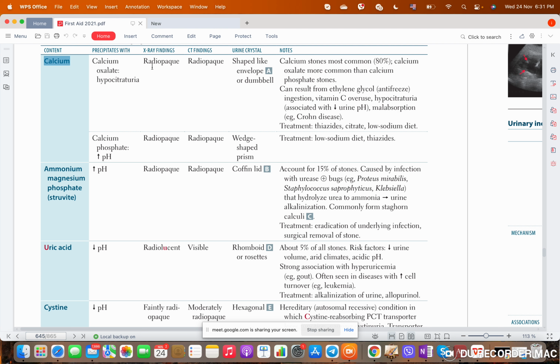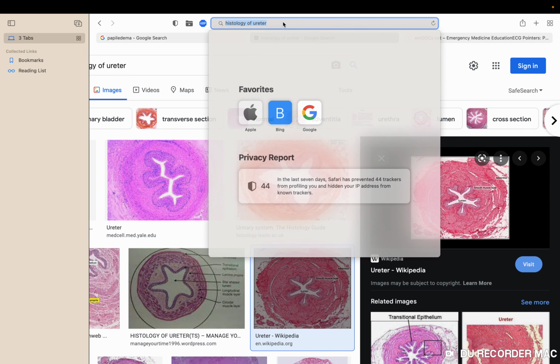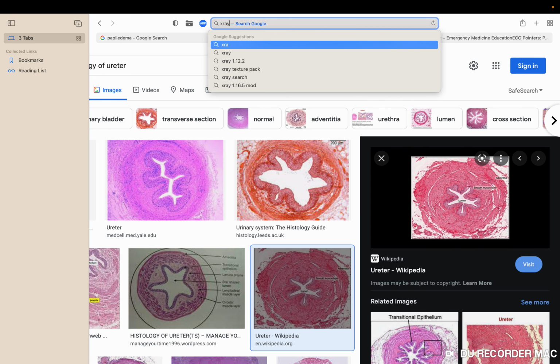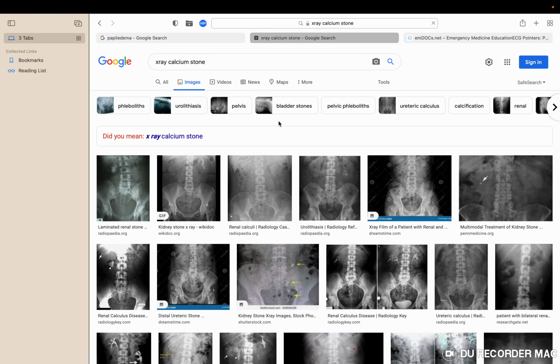It's white, yes. So we also call it radio-opaque. On the X-ray, it will be radio-opaque. On the CT, also radio-opaque. But here is the important thing. When we take the X-ray, sometimes we do an X-ray with contrast. For a calcium stone, we do it with contrast. When you do it with contrast, you will not be able to see anything.